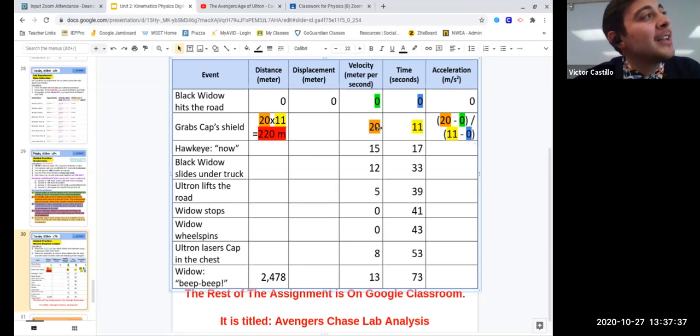So final velocity minus the initial velocity, which was the previous one. Final time minus the initial time, which was the previous one. So can anyone tell me what acceleration was here? What was her acceleration? 20 minus 0 is 20. 11 minus 0 is 11. So what's 20 divided by 11?